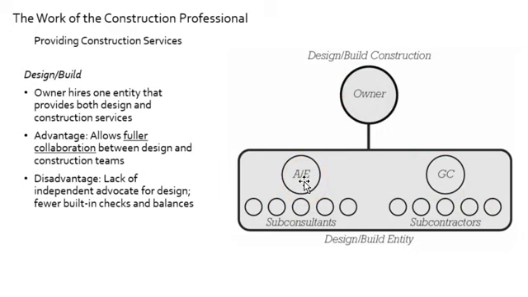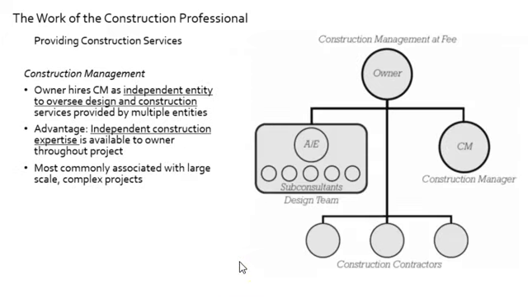Fair to say. So that goes back to the checks and balances issue. And then finally, we have this third piece, the construction management one. So the owner hires a CM as an independent entity to oversee design and construction. Here the owner is bringing in the construction manager early to help oversee this whole process and to get feedback on what the architects and engineers are proposing.